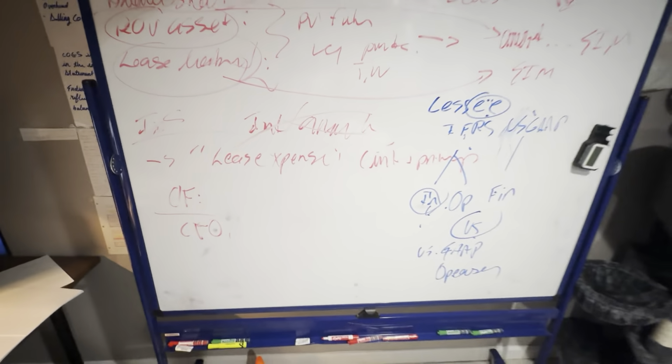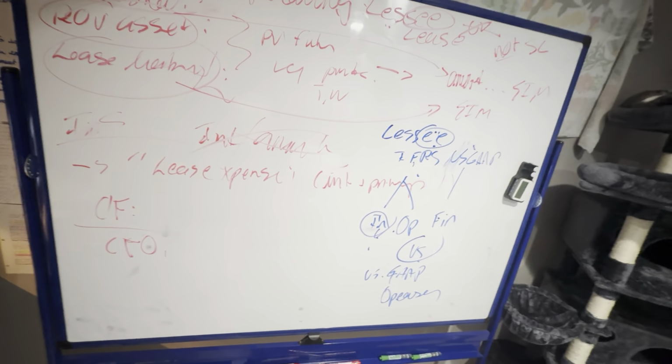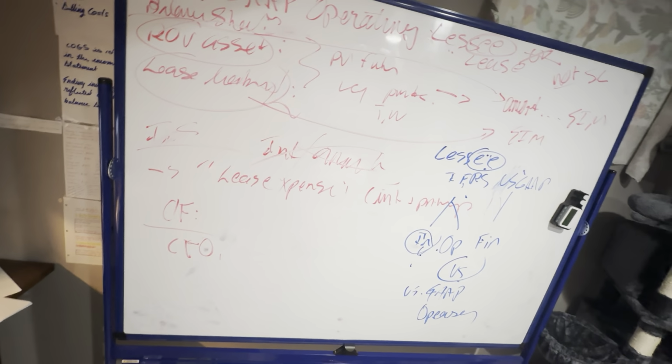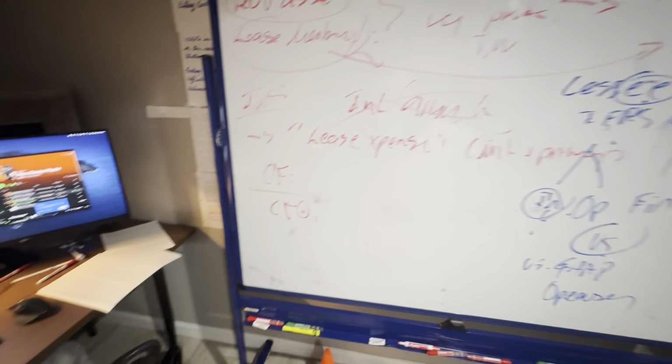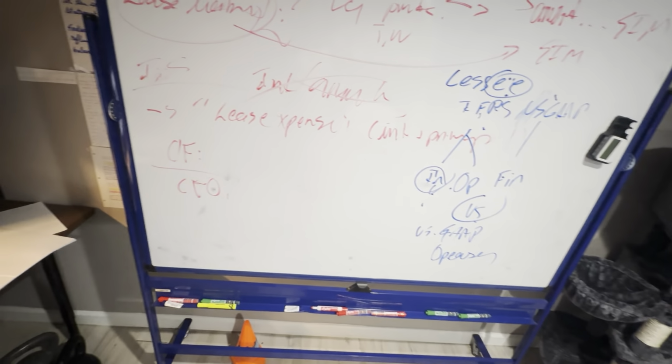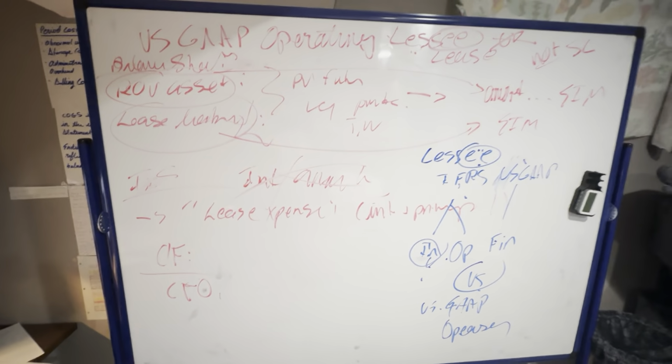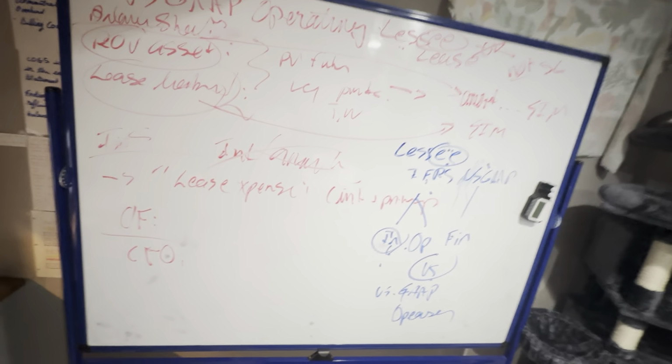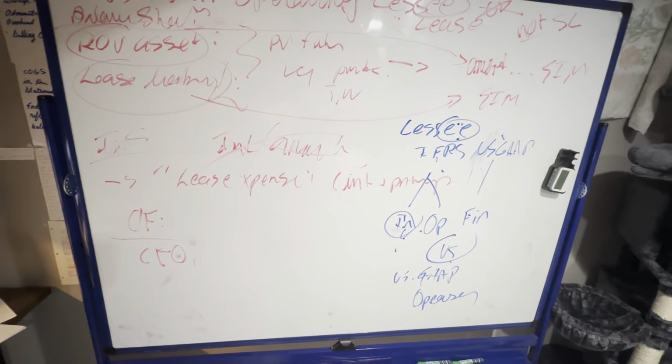Thanks for watching. I'm going to come up with another video about the differences between lessor accounting. That's pretty easy, I think, compared to all this. Basically, under lessor, it's the same treatment basically between US GAAP and IFRS. But there's a nuance between the financing leases and the operating leases.